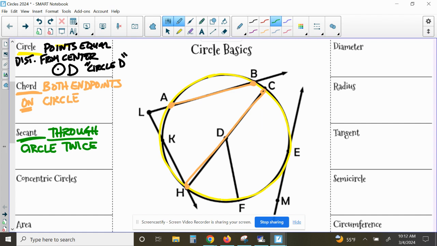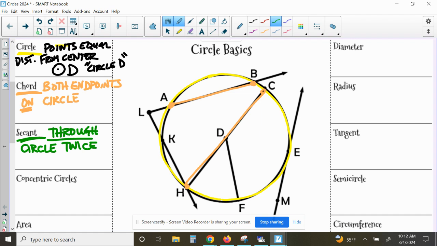B, A, L, K. You can't bend backwards. That's not a line. C, D, A. You have to find a line or a ray or something that passes through, cuts through the circle twice. C, D, H. That does not go through it. It ends on it. It's got to go on the outside. Through means all the way through.